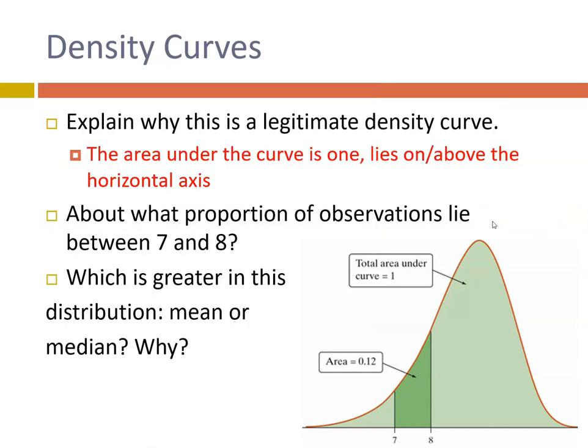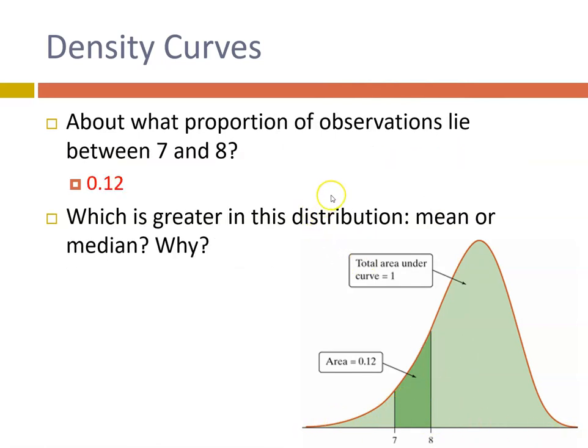The reasons this is a legitimate density curve: the area under the curve is 1. It's printed there for us. And we can see that the curve either lies on or above the horizontal axis. The proportion between 7 and 8 is 0.12. That can be seen as the area. Those are going to be synonymous here. The area under the curve represents the proportion in that particular interval.